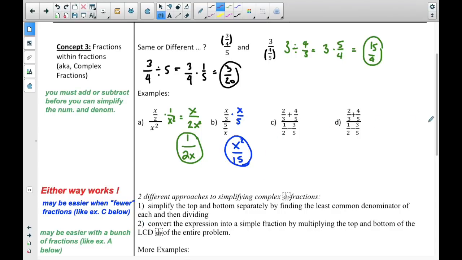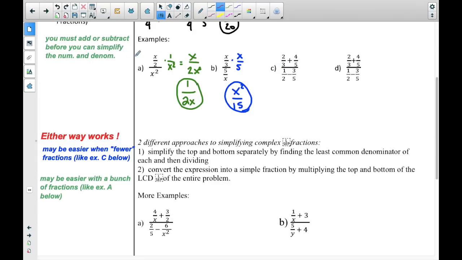Since they're just numbers, there's no variables, I'm going to go through how you might do this. Because we have to add or subtract before we can simplify, we have to have common denominators. So I'm looking at the 3 and the 5, and I'm thinking, okay, I need to multiply this by 5, and this by 5, and this by 3, and this by 3. So my numerator becomes 10/15 plus 12/15. And then my denominator, I need a 5 here, and I need a 2 here and here. So that becomes 5/10 minus 6/10.